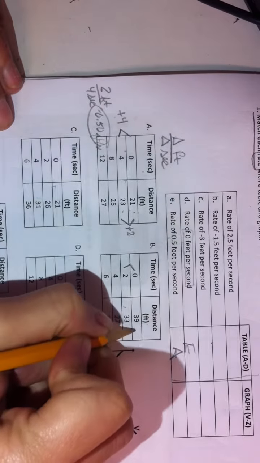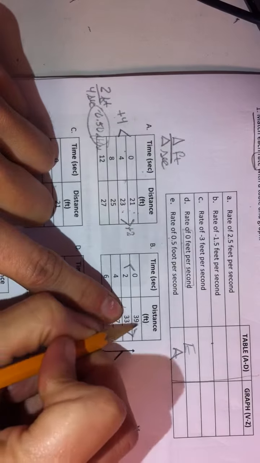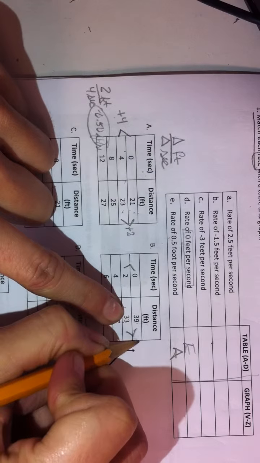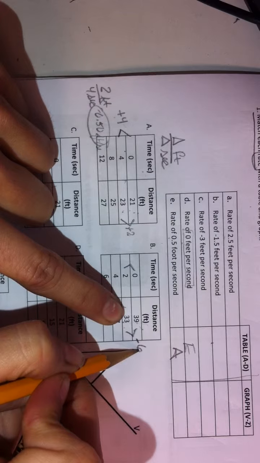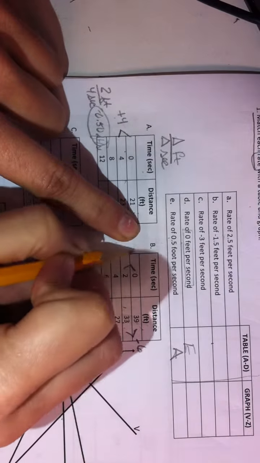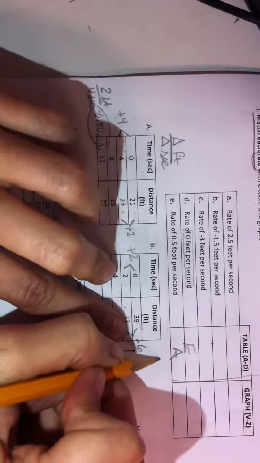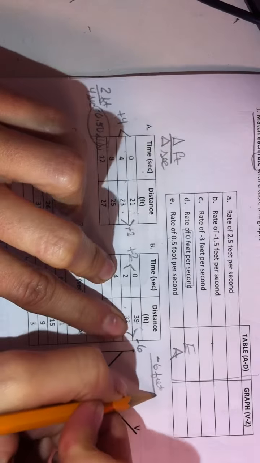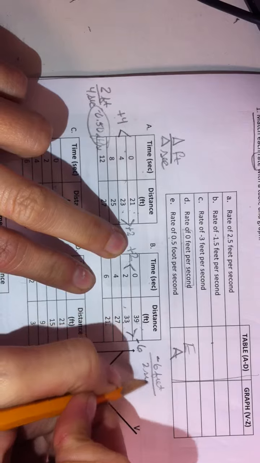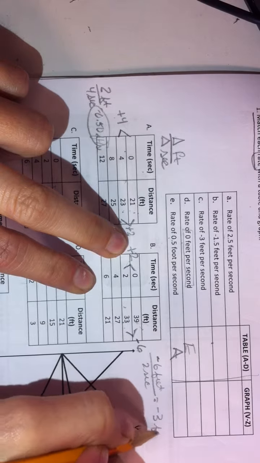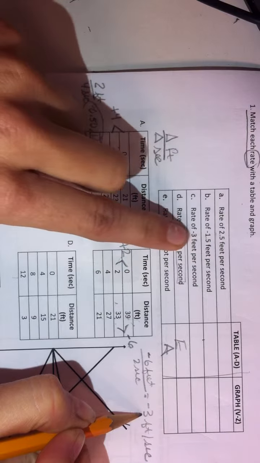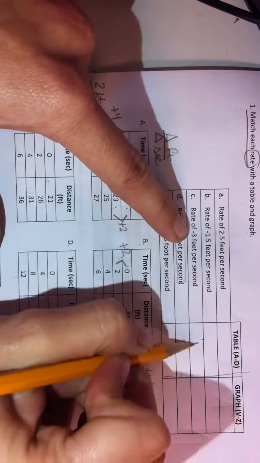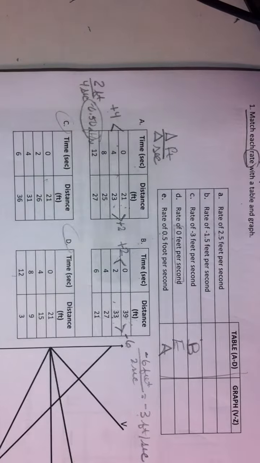Find the difference here and the difference here. I'll do one more with you. 39 to 33 gives you a negative 6, down 6. 0 to 2 gives you plus 2. Negative 6 feet over 2 seconds equals negative 3 feet per second. Let's go back up here and find negative 3 right here. So B goes here. All right, you can finish this table and this table on your own now.